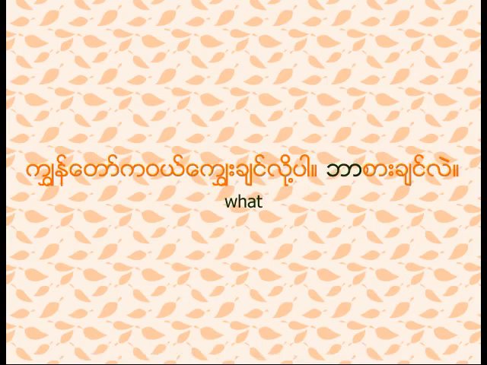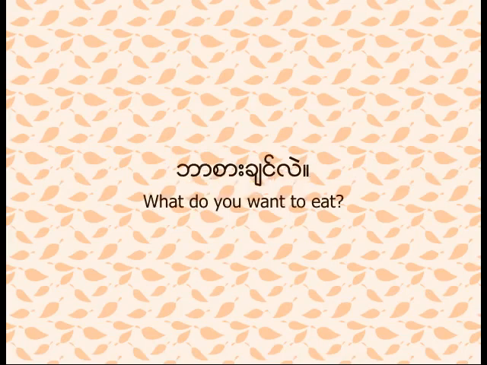Let's look at the second sentence, ba sa chen le. In this sentence, ba is what, sa is eat, chen is to want, le is question particle. So this sentence, ba sa chen le means, what do you want to eat?